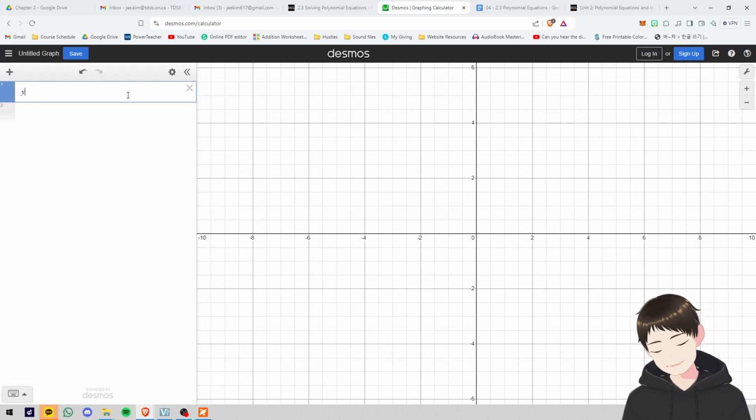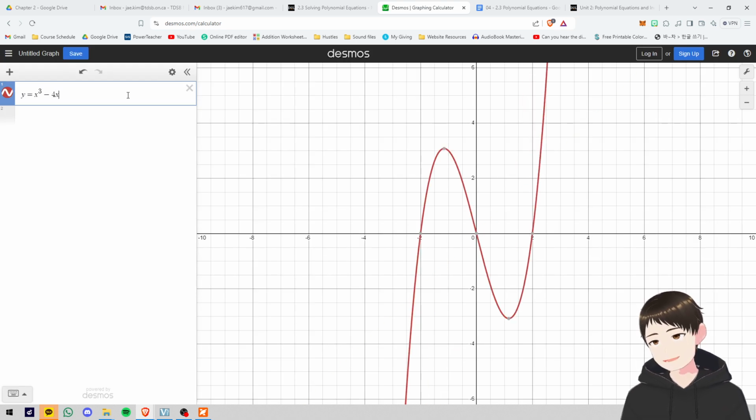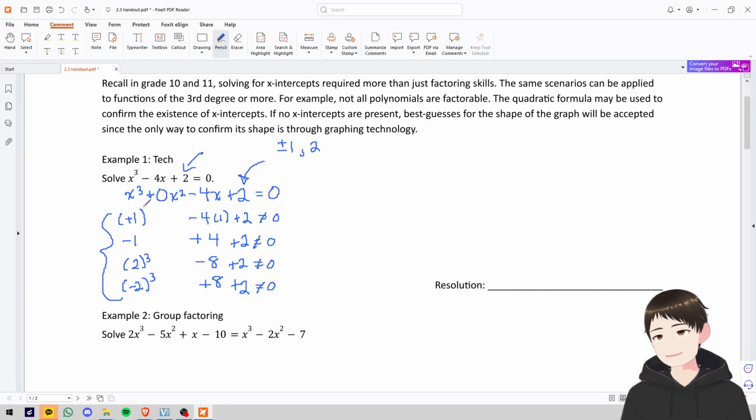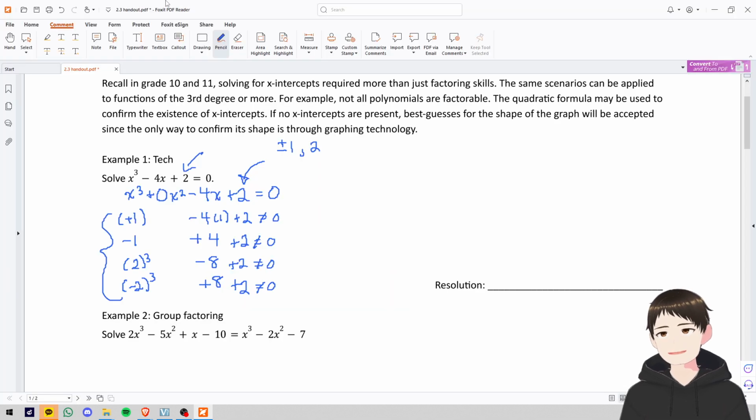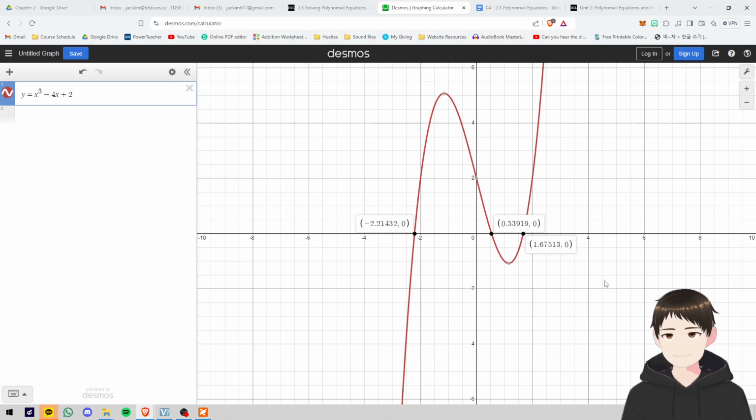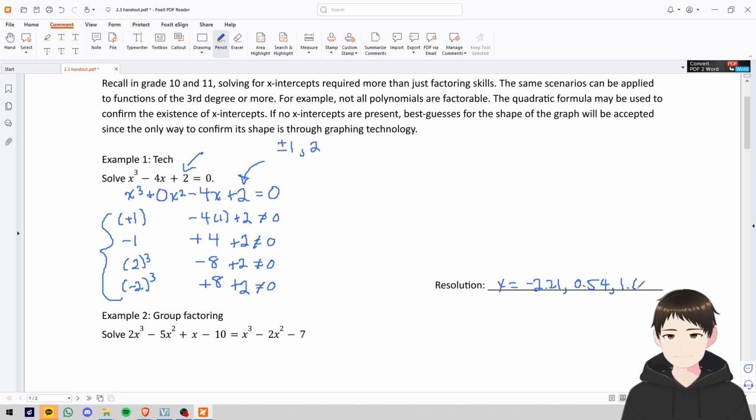Okay, we've got y equals x to the power of 3 minus 4x plus 2, I believe. Okay, so the x-intercepts are something ridiculous. Negative 2.21, 0.54, 1.68. So for questions like this, yeah, the only way we can identify the solutions is using technology. What can we do? It is what it is. So don't worry about this. Obviously, this is not going to be on the quiz, but sometimes use tech to help you out.